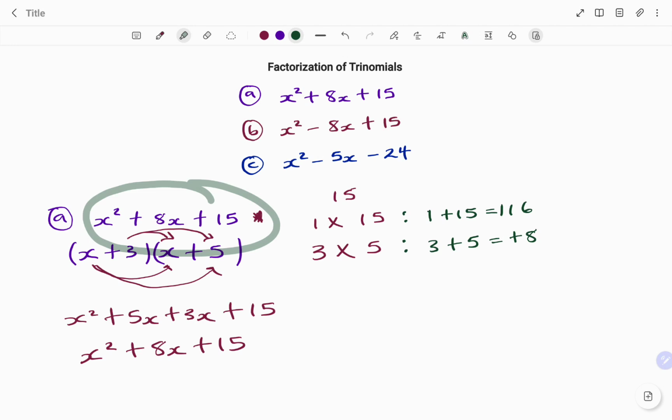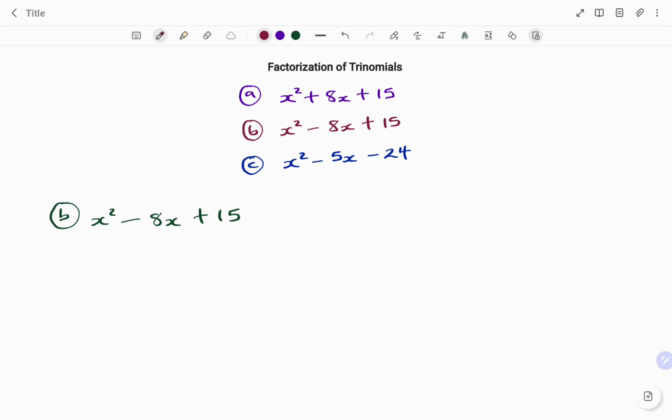Let's look at the second example. In the second example, we have x squared minus 8x plus 15. The first check, the coefficient of x squared is 1, so we can move ahead to the last term, which is plus 15.